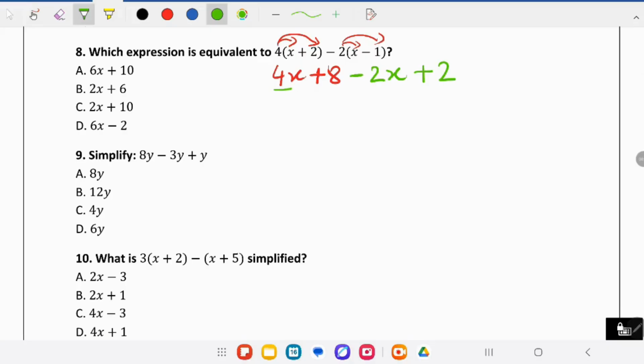I highlight or underline my like terms. 4x minus 2x is 2x. I simply subtract the coefficient, and plus 8 plus 2 is plus 10. 2x plus 10, option C. I can see this option is 2x plus 10.